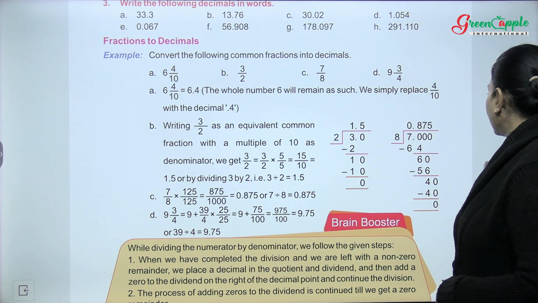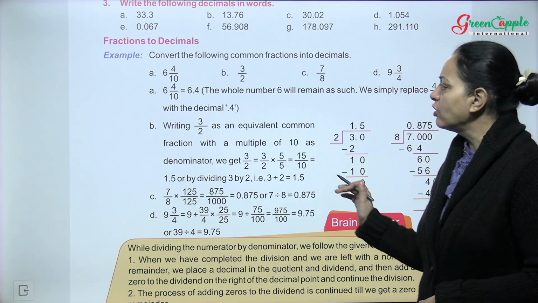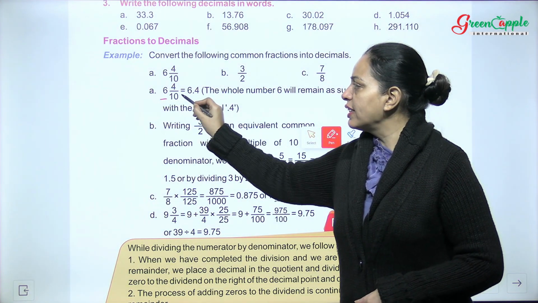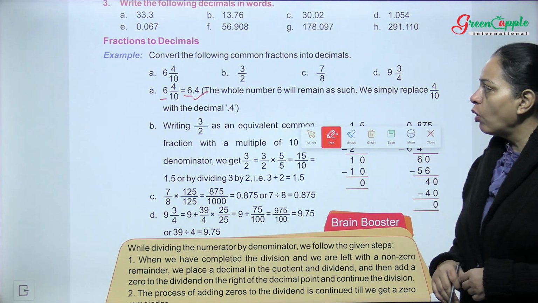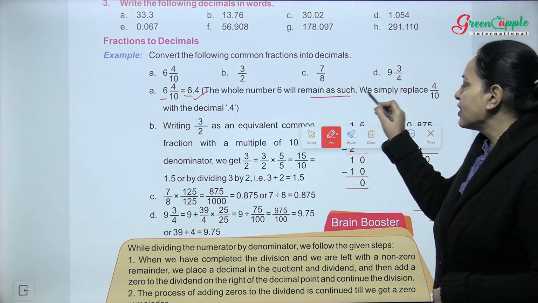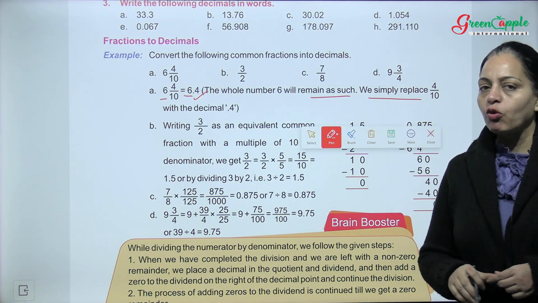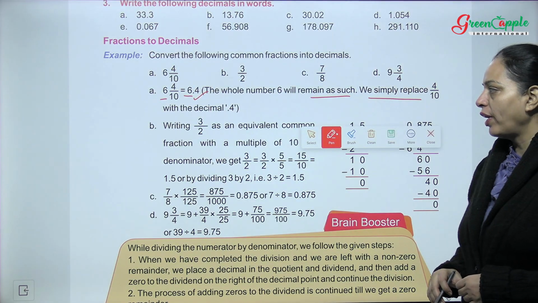Like here, A part: 6 whole 4 by 10. So simply what we can do, 6 as it is, 4 by 10 is 0.4. The whole number 6 will remain as such. We simply replace 4 by 10 with 0.4, right?